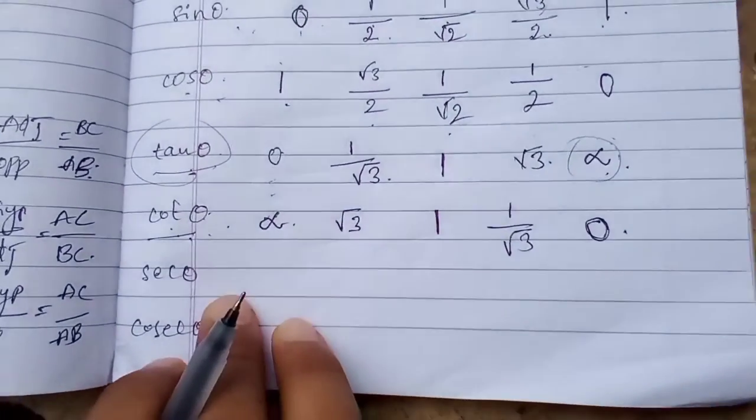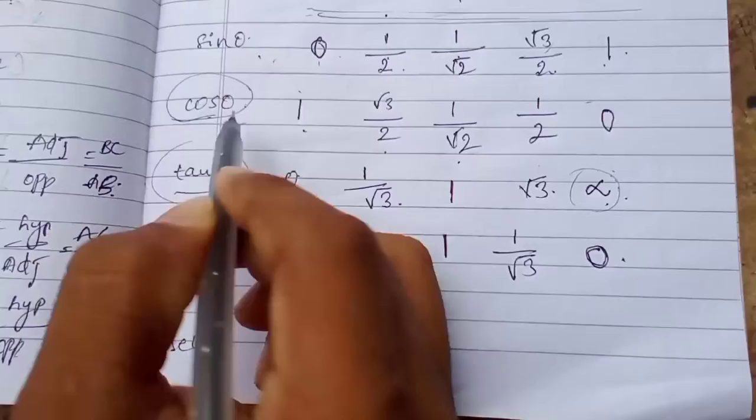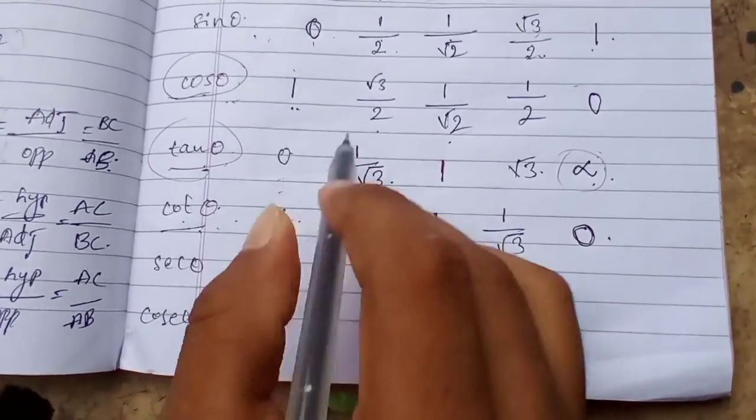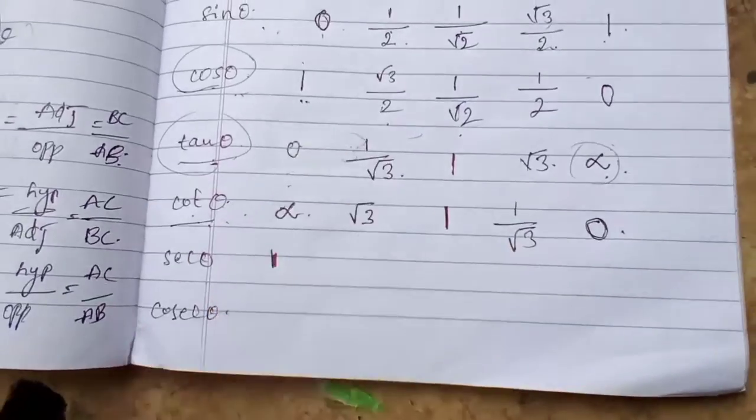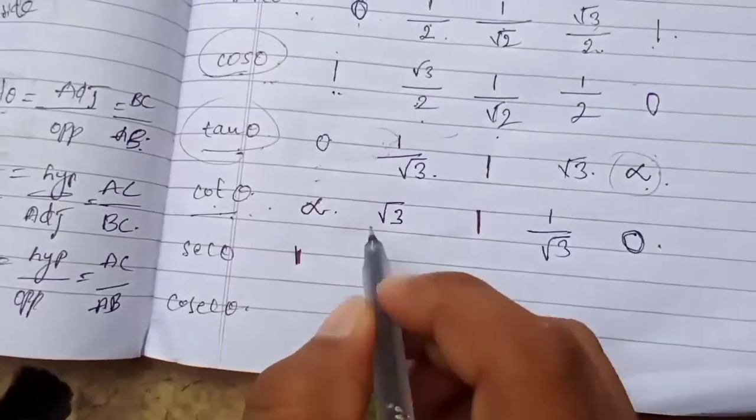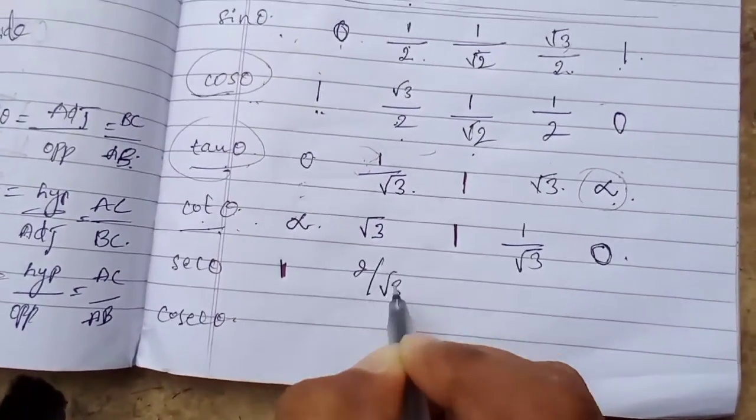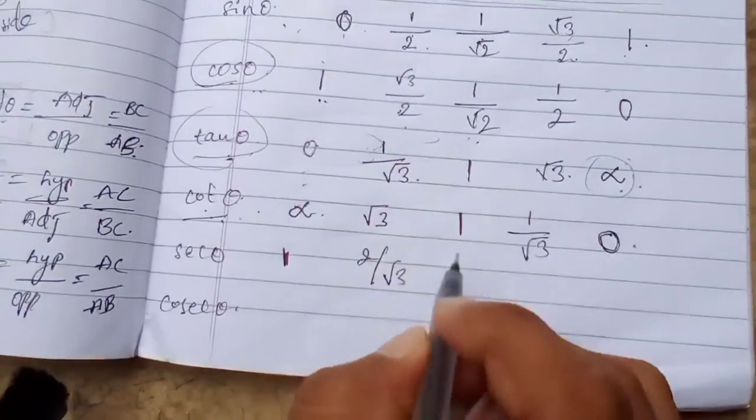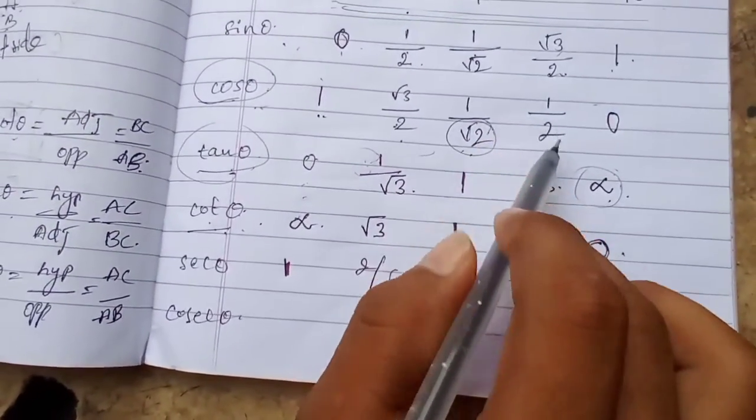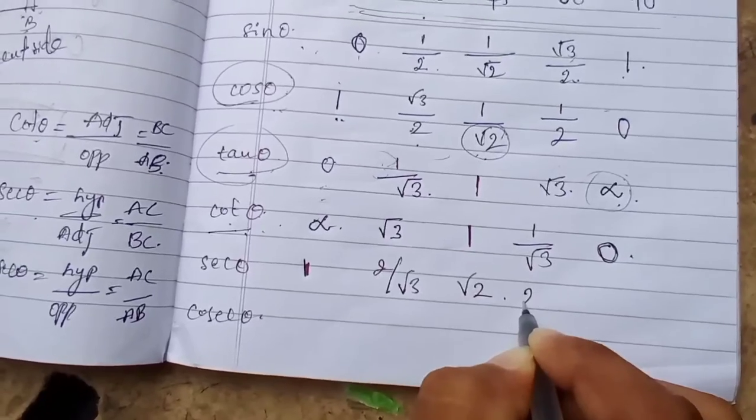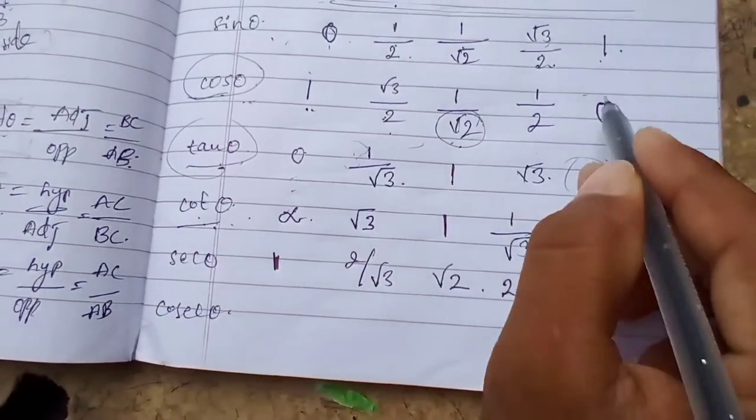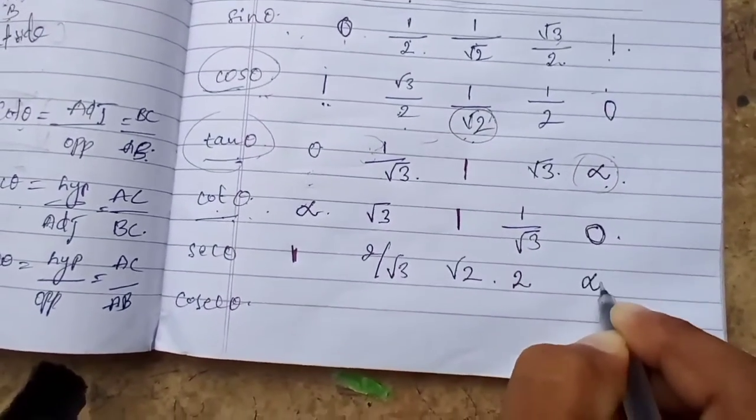Coming to sec theta, it is the inverse of cos theta. So 1 by 1 is 1, then 1 by root 3 by 2 equals 2 by root 3, and 1 by 1 by root 2 equals root 2, and 1 by 1 by 2 equals 2, and 1 by 0 equals undefined.